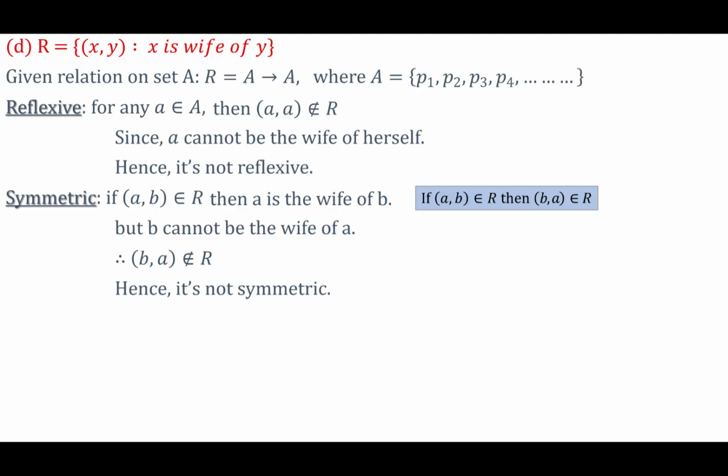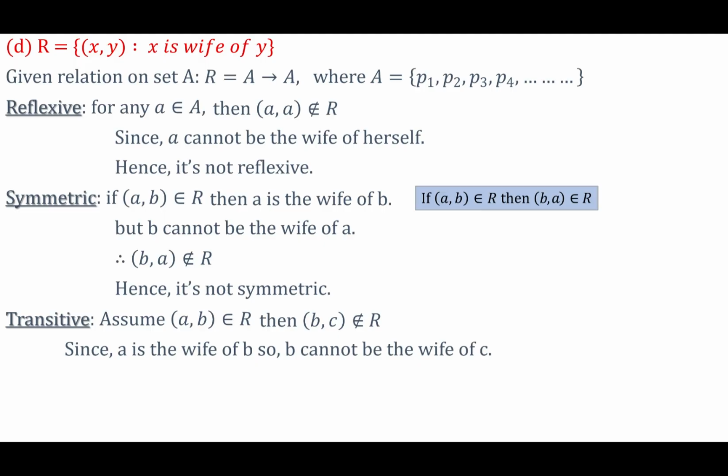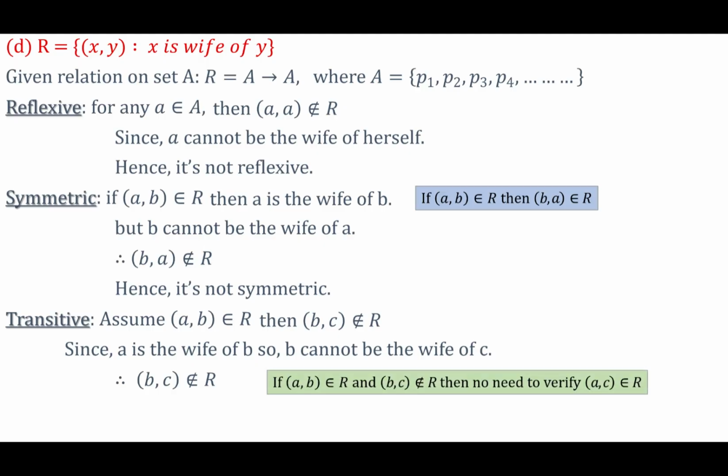Now check transitive. Assume (a, b) belongs to R, which means a is the wife of b. But (b, c) does not belong to R, because if it belonged, then b would be the wife of c, but b is the husband of a. So it is not a transitive relation. (b, c) doesn't belong to R.